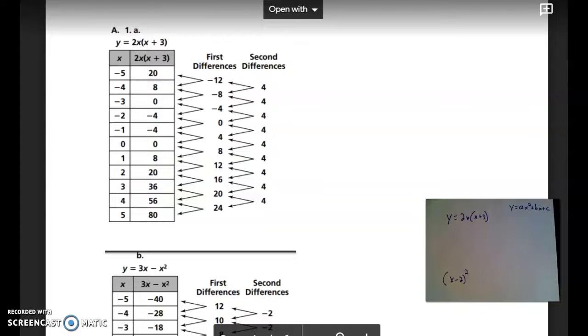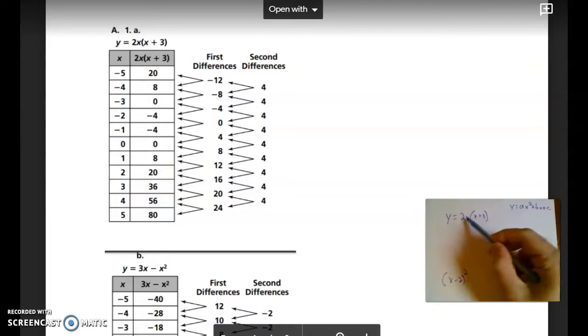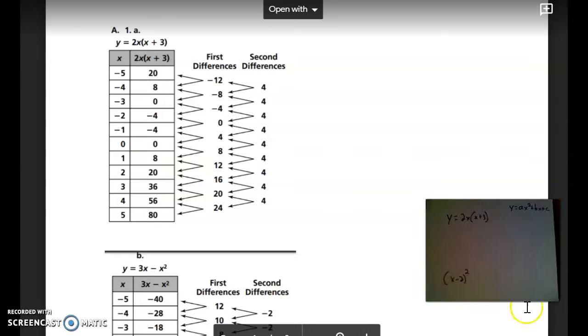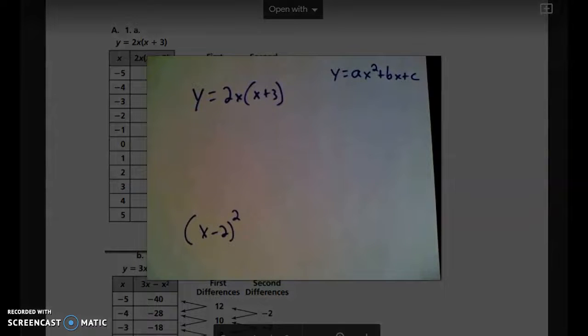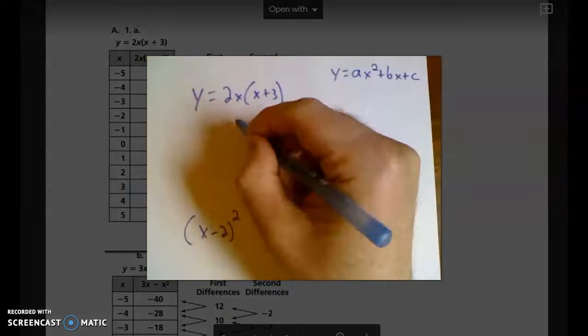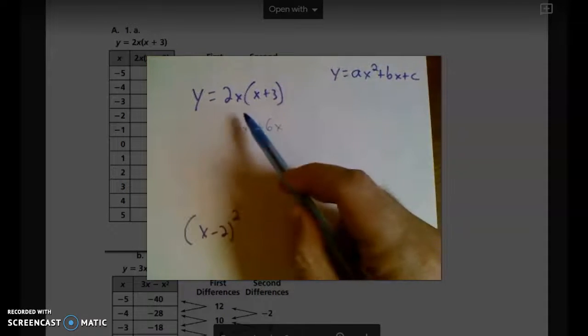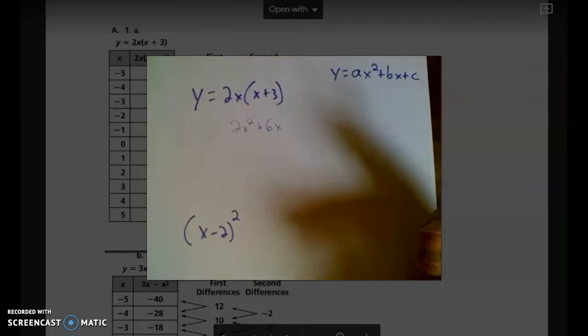All right, real quick, the answers to the lesson weren't too difficult. Just finding the second difference is the same in quadratics. But real quick, the letter A, this was the equation they gave you, and it is quadratic. Quadratic means you have an x squared as your highest power. And if I were to distribute this, I would get 2x squared plus 6x. So I could see that, sure enough, x squared is the highest power.